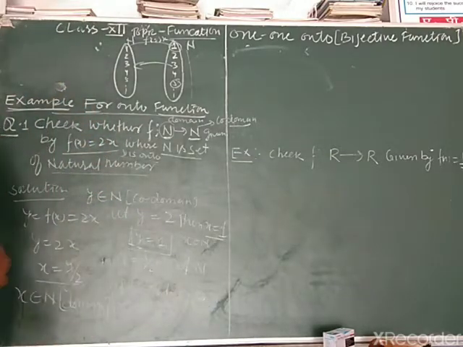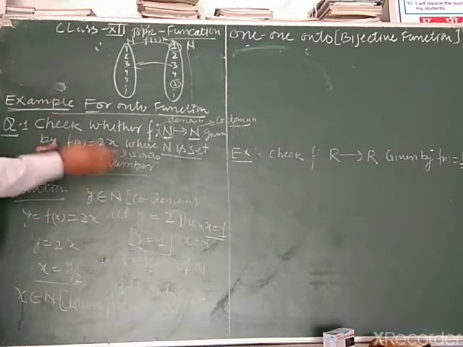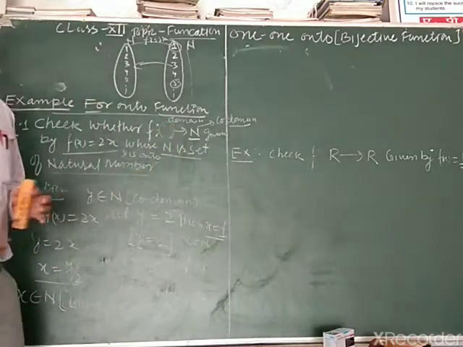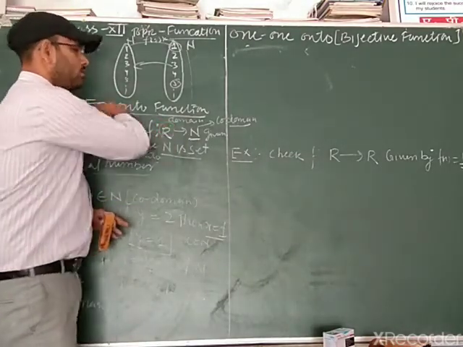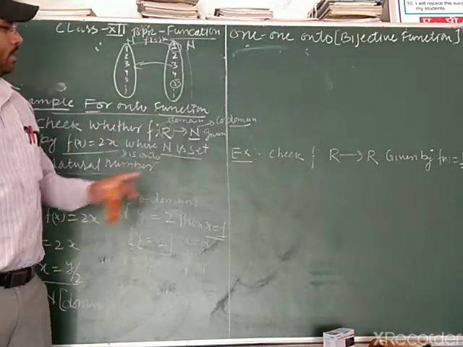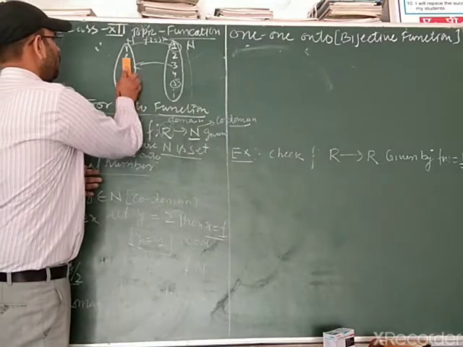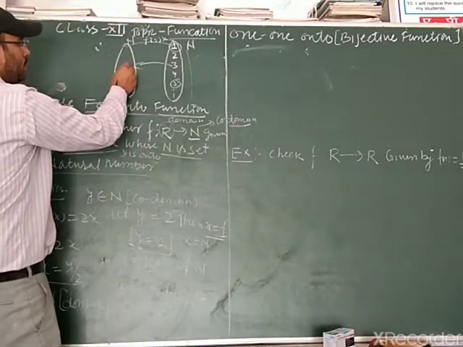Clear? Okay. Now I can change this question to onto. How? If I change the domain. So the domain is now converted into real numbers. If I select this real number set, the codomain is changed. Now we have lots of real numbers.